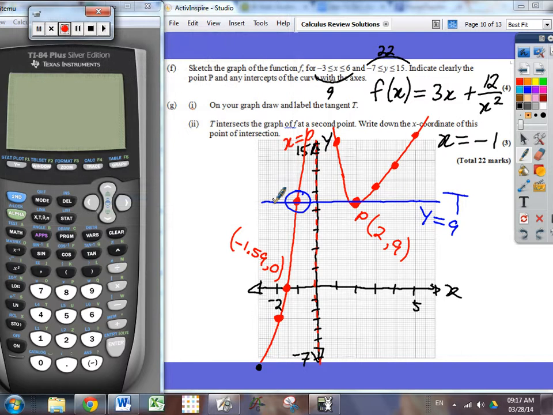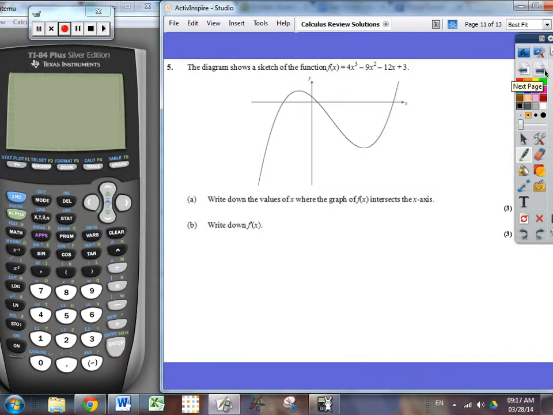Going to move on to the last question, just number 5. We've been given a sketch of this cubic function. We first need to write down the values of x where the graph intersects the x-axis.